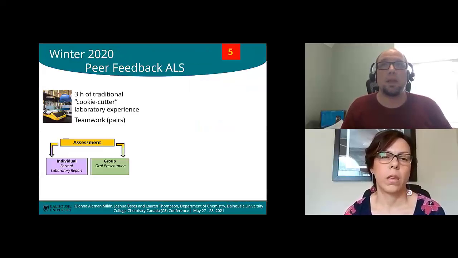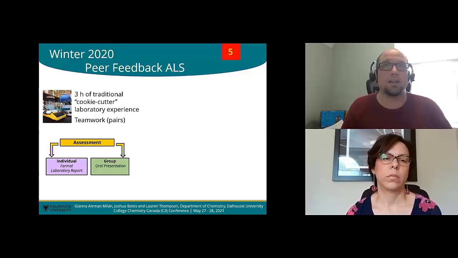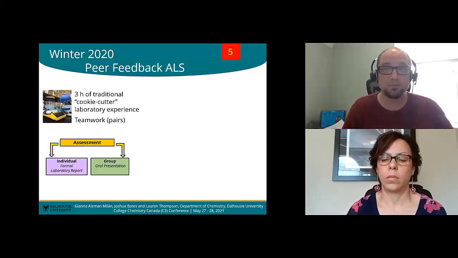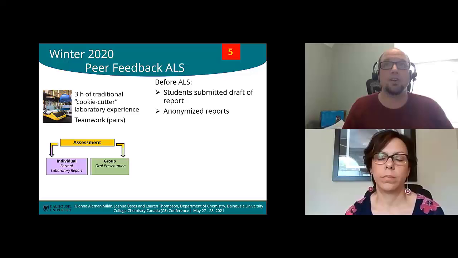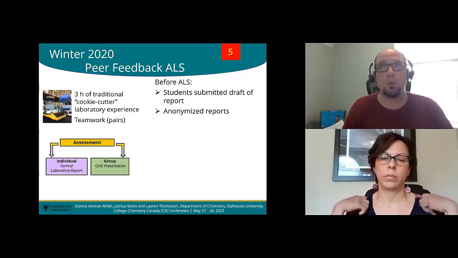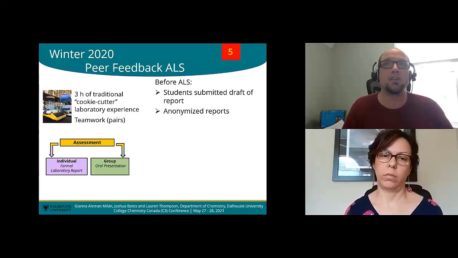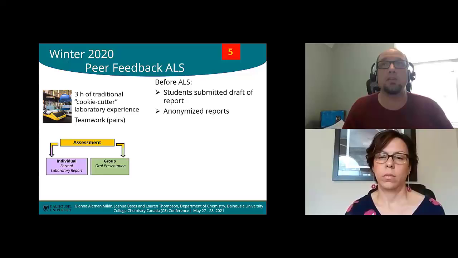One of the experiments we have our students perform is a study on photocatalytic degradation of organic dyes. The intention of this experiment and the methods of assessment are to emphasize teamwork and communication skills. For the active learning session, students were asked to submit a draft of the report before this session so that I could anonymize the reports. The concern at the time being that students may be uncomfortable sharing their unfinished work with their peers and or not be willing to be critical of their peers' work in order to protect feelings.